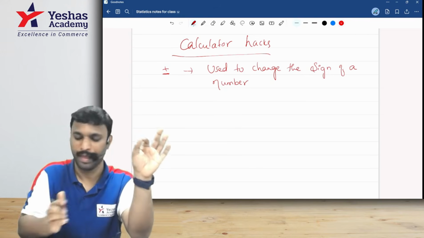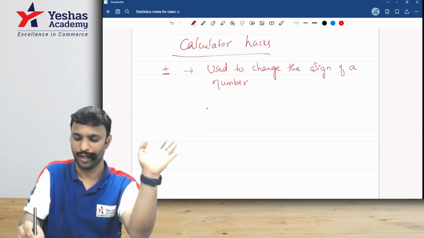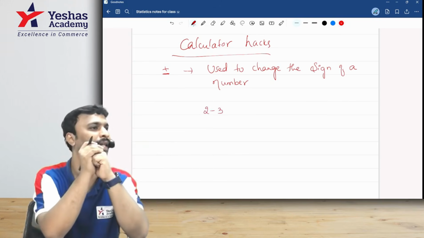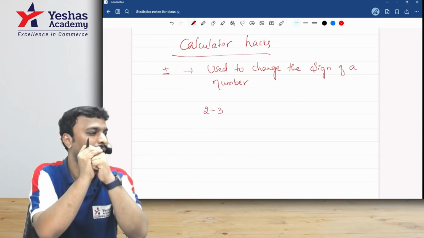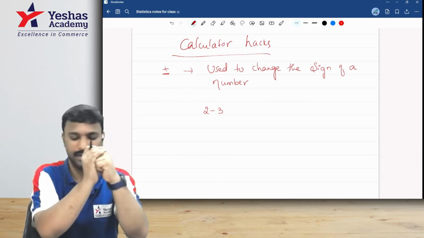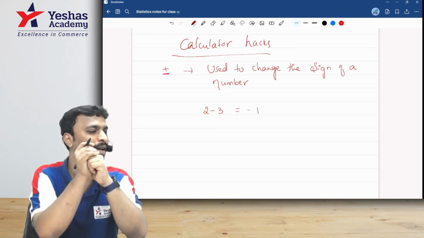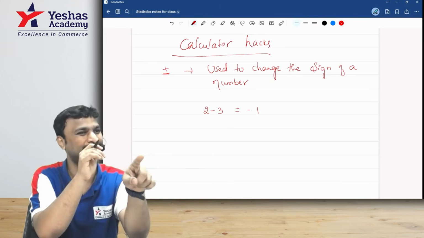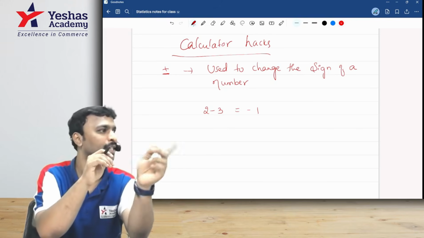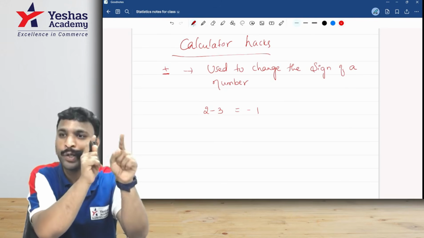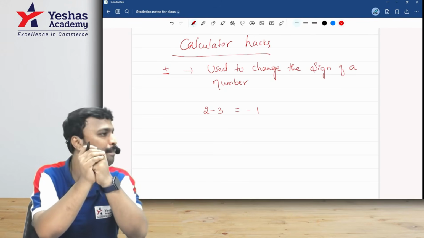And one more thing. I want you to do this. Do 2 minus 3 in the calculator. Press equal. How much is it? Minus 1. Now I want you to change the sign. What do you do? Plus or minus. What is it showing? Plus 1. So minus will make plus, plus will make a minus. So you can change the sign by using the plus or minus button.